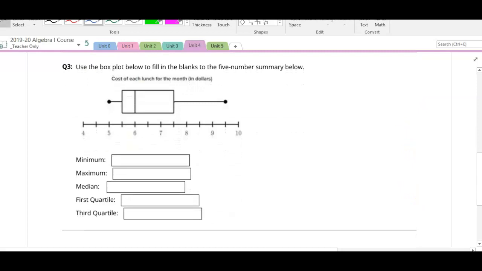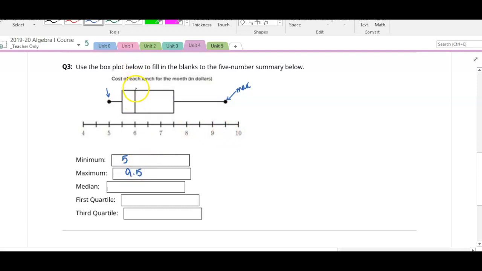Now we're going to look at the box and whisker plot. With the box and whisker plot, it's going to have a box in the center with a line down this, not necessarily in the middle, but somewhere inside the box. Then there's going to be a tail to the left, or a whisker, and a tail or a whisker off to the right. This lowest point right here is the minimum. So our minimum is 5, and our maximum is going to be 9.5.